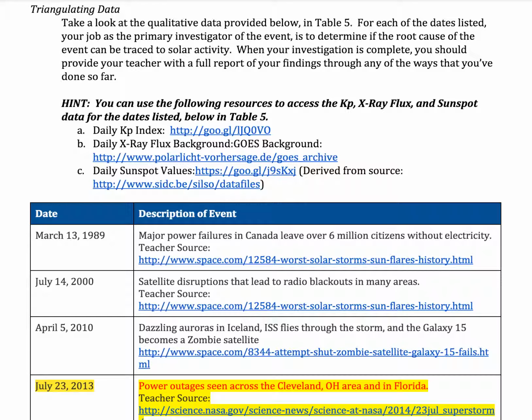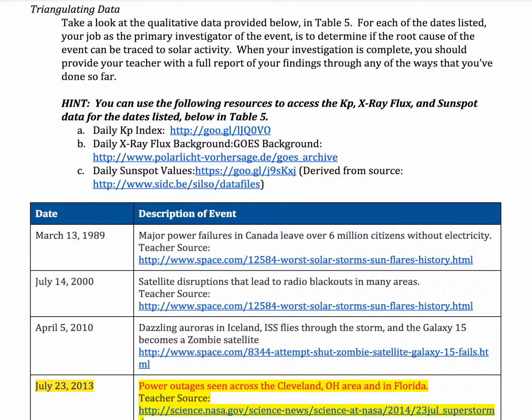So in layman's terms, here's what we're going to be looking at. Students are going to be given scenarios, and as you can see here, there's a description of each scenario and what was observed during that time. You'll notice highlighted here that there is an event that occurred on July 23rd, 2013, where power outages were seen in the Cleveland, Ohio area and in Florida.